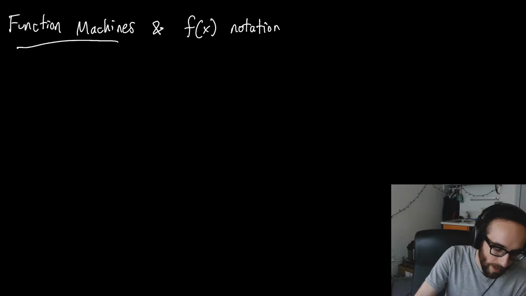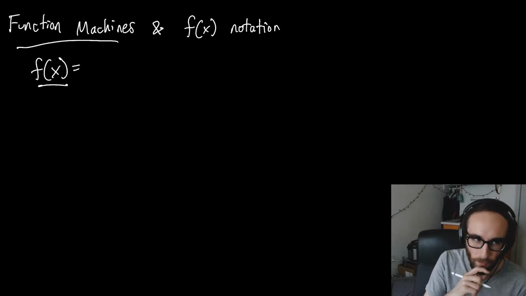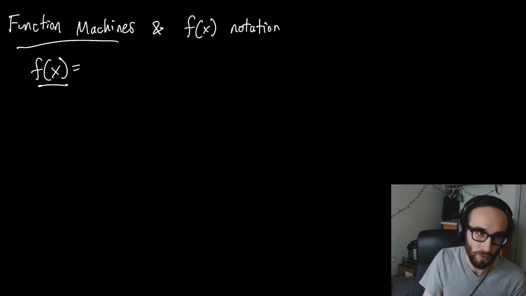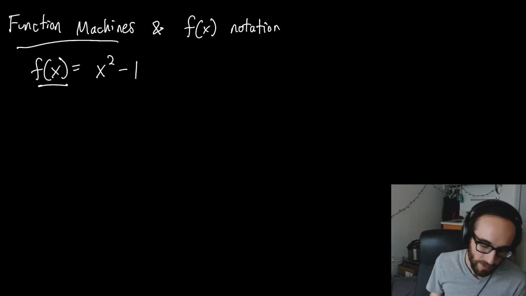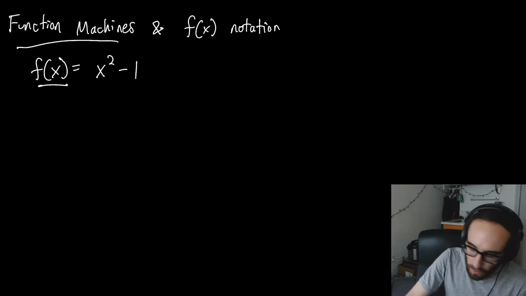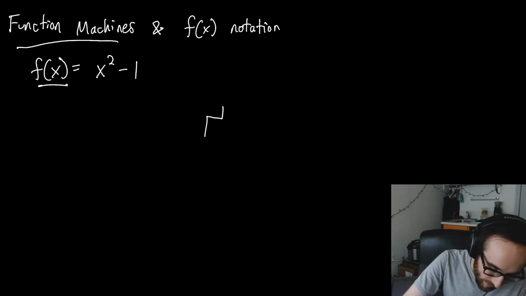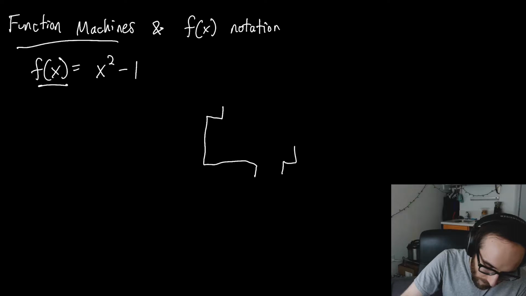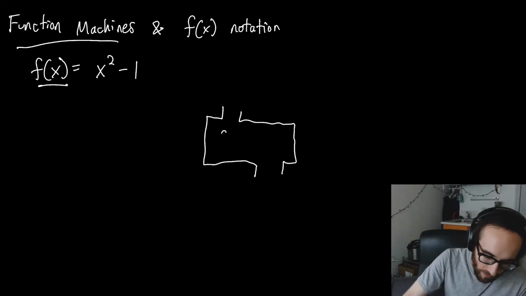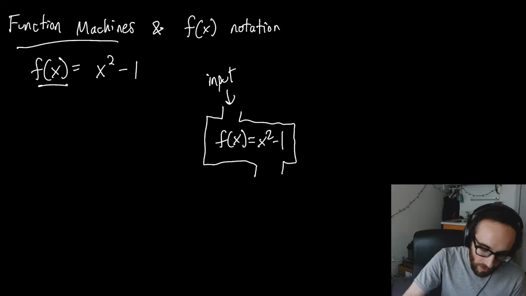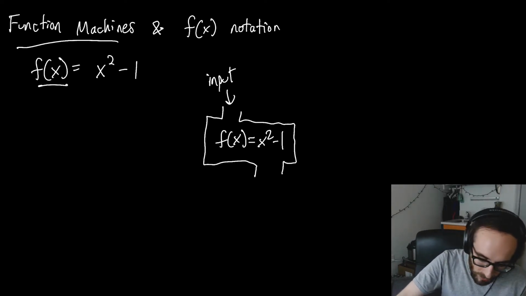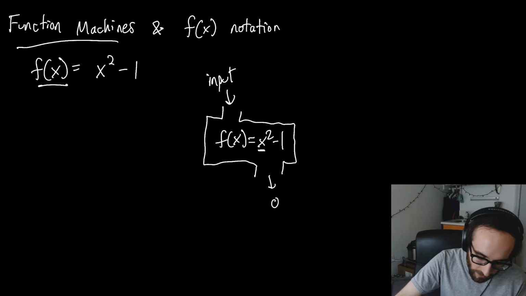So for example, let's say we have the function f of x. We'll talk about what this means, f of x, a little bit more. You might have seen it before, but I just want to make sure we formally go over it. F of x equals x squared minus 1. All right, so we can think of this as a function machine. Here's our little machine. Here's our function, f of x equals x squared minus 1. And we can take an input, put it into the machine, replace it with x, and then we'll end up with an output.